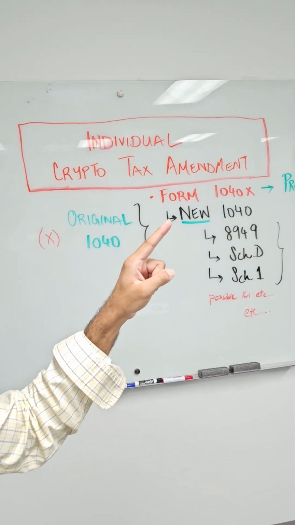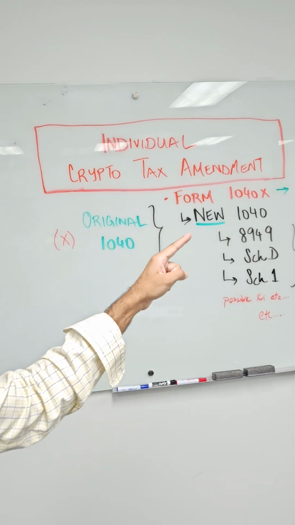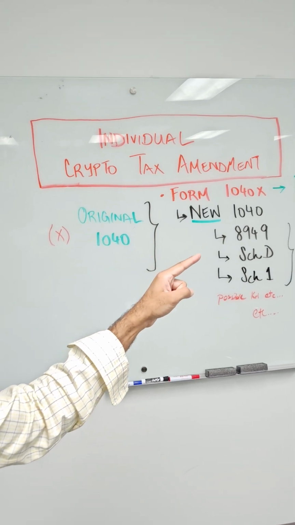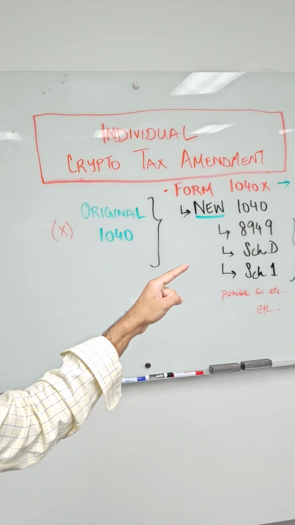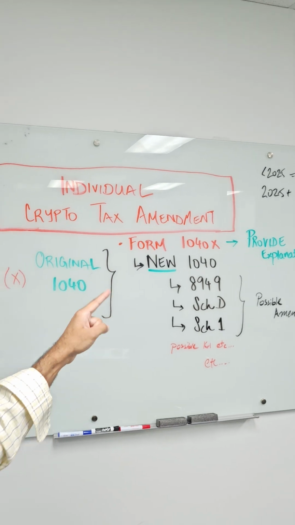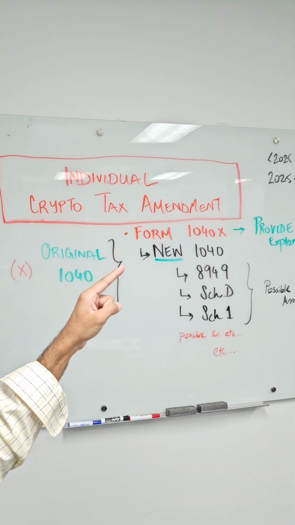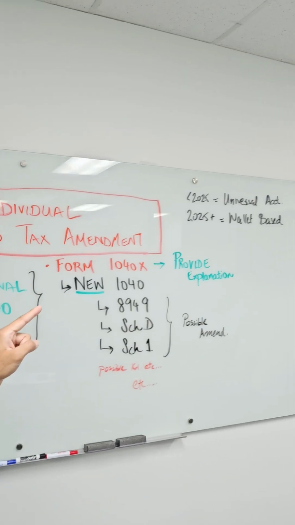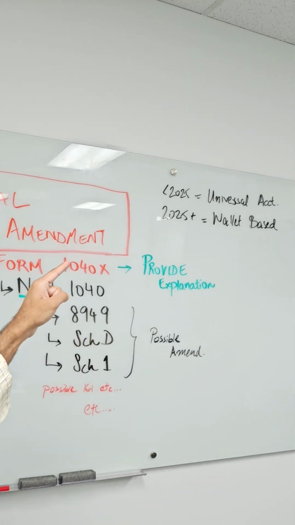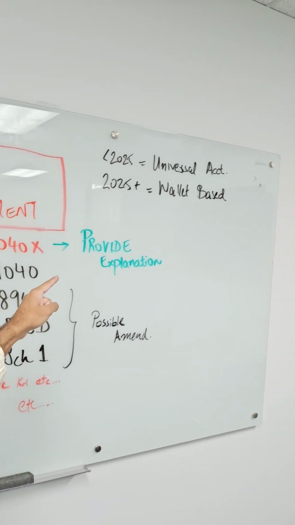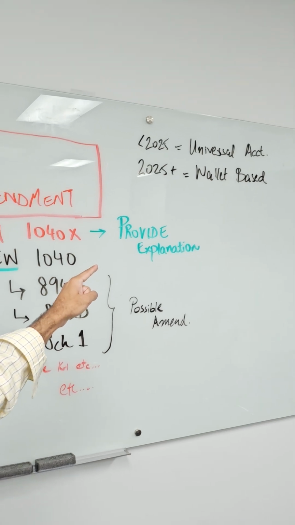Where's my finger? An 8949 along with a Schedule D, and then you'll basically have the 1040X form that you see there. And the 1040X form will give all the explanations as to what happened and why you're amending it.